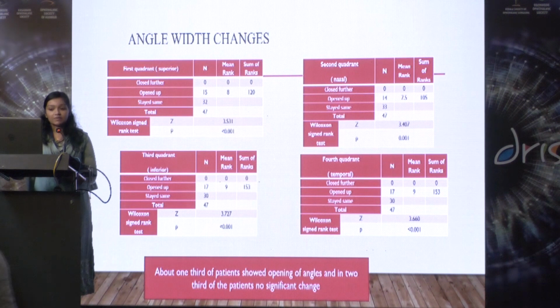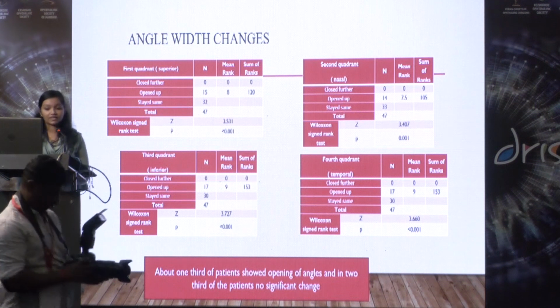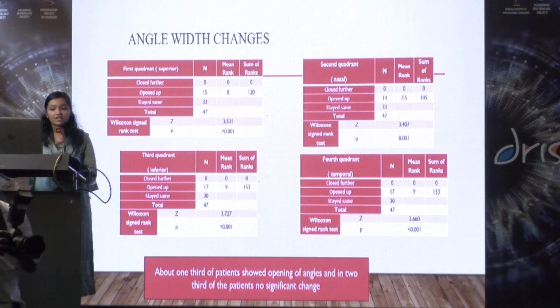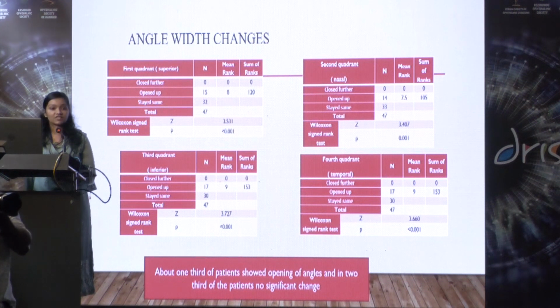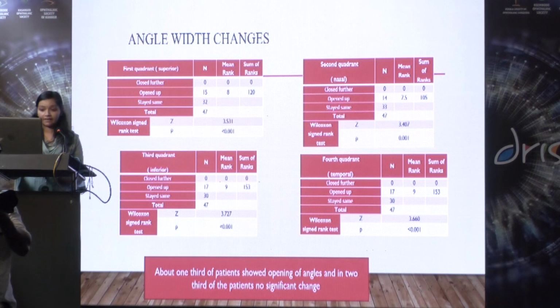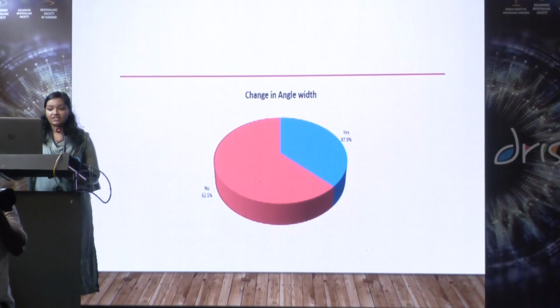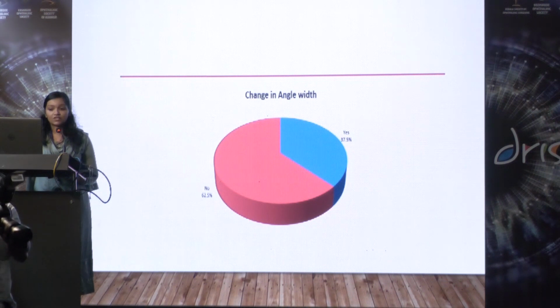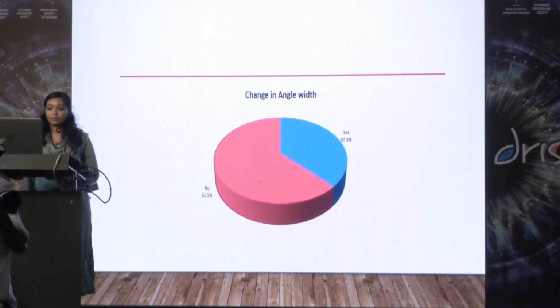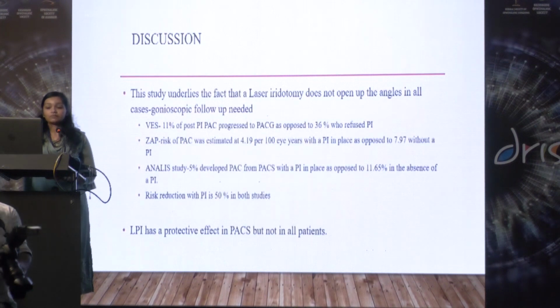From these tables we can conclude that about 1/3 of patients showed the opening of angles, and in about 2/3 of the patients there is no significant change in the angle. This is a pie chart showing the change in angle width. There is no change in 62.5% of eyes, and there is change in 37.5%.